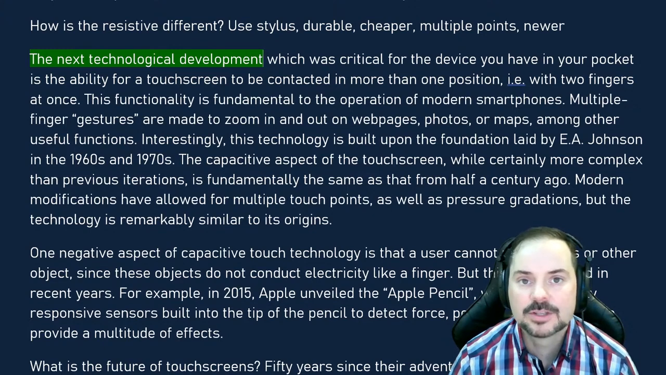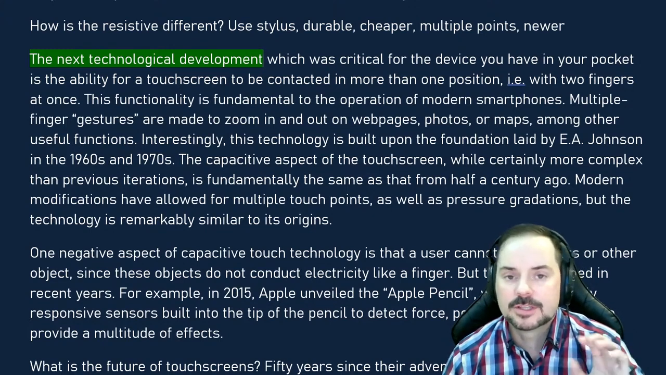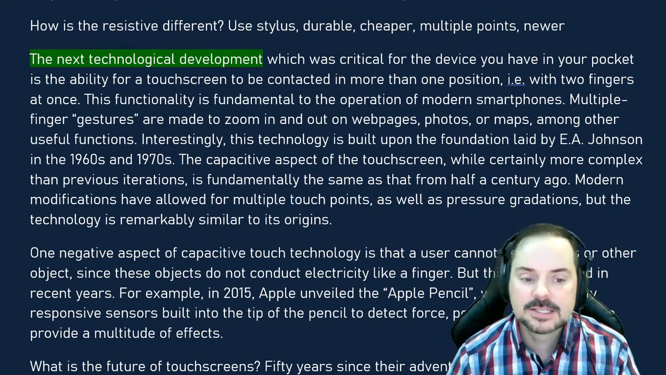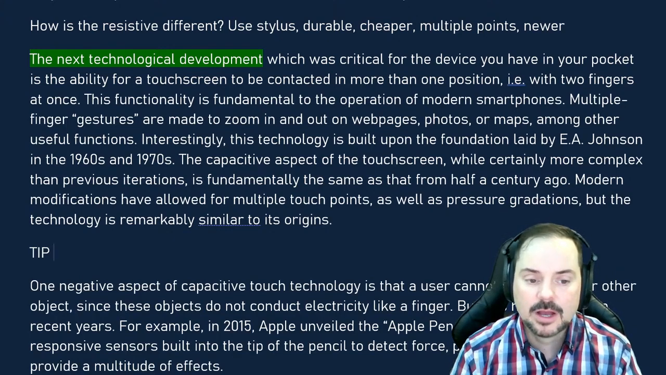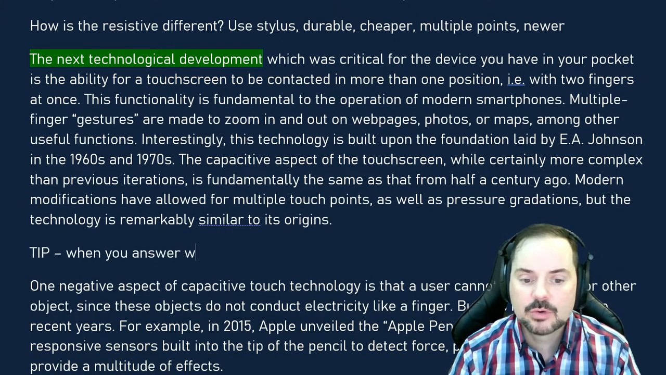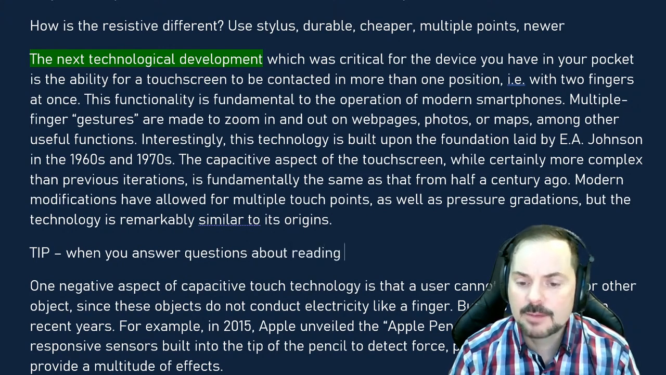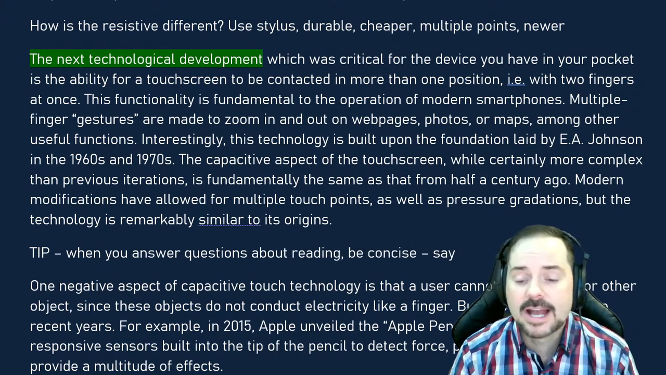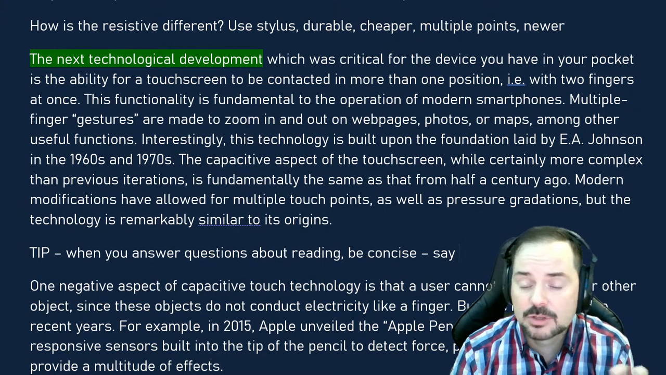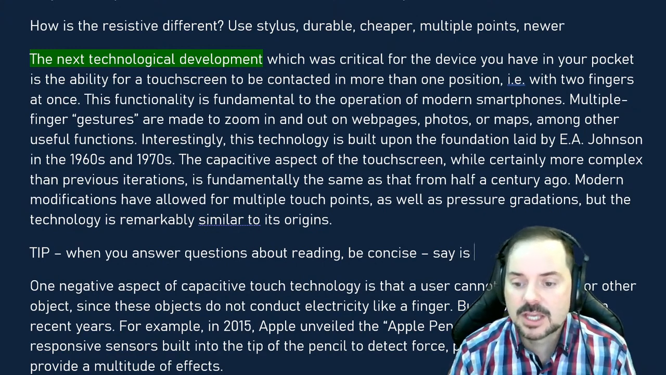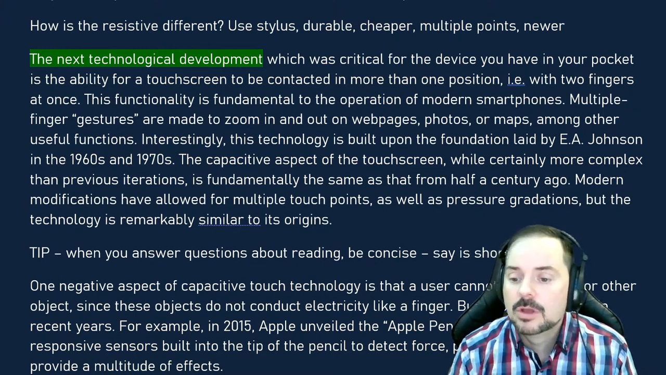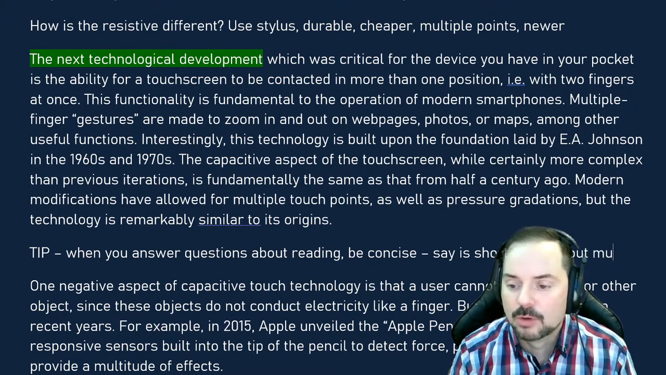So when you answer questions, it's very important, and this is a tip here, to be concise. When you answer questions about reading, be concise. Be concise means say it short, okay? That way you won't get confused and you won't accidentally pick the wrong answer that sounds close or similar, okay? So say it short. So simply put, it is about multiple touch points.